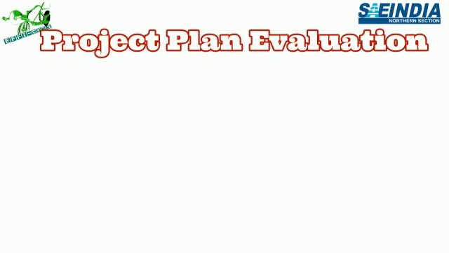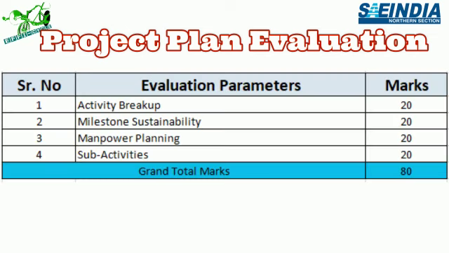Now the last part comes, project plan evaluation. How are we going to evaluate the project plan? Here we have four major parameters: activity breakup, milestone sustainability, manpower planning, and sub activities. Each one of them has 20 marks, and the grand total is 80 marks.